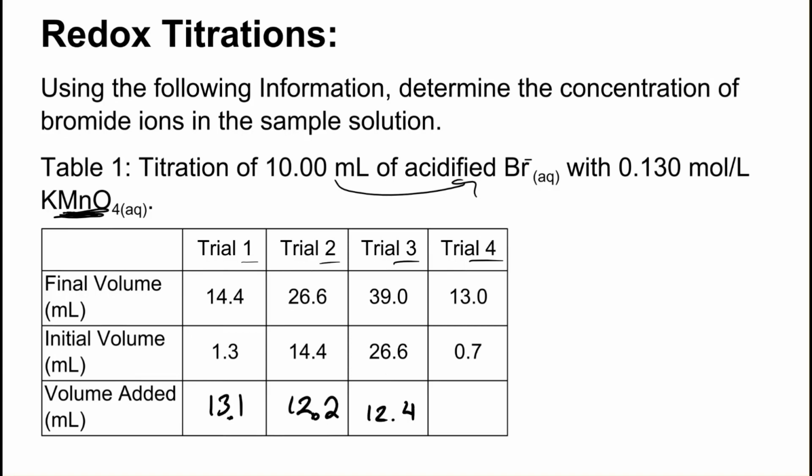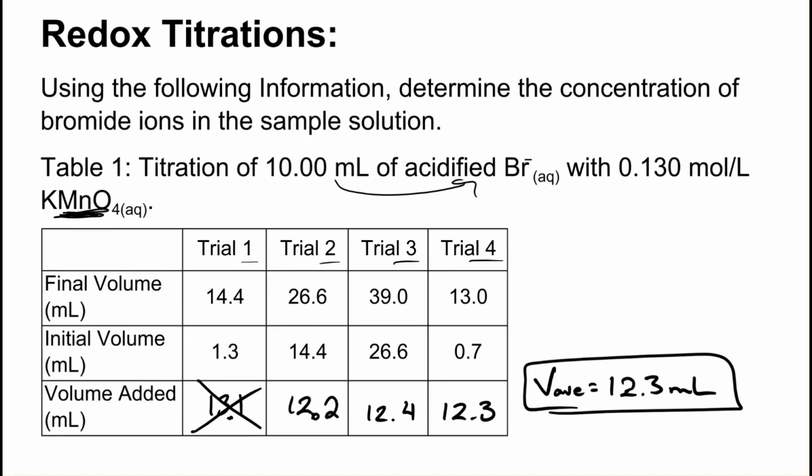So we can already see these two are relatively close to each other in agreement. So we're going to get rid of this value. And then 13.0 minus 0.7 is 12.3. When you take the average of all three of these values, V average, it's just some real quick math, it's going to be 12.3 milliliters.